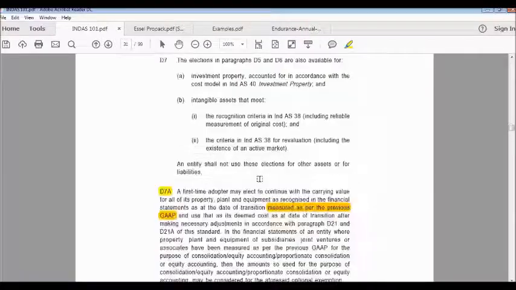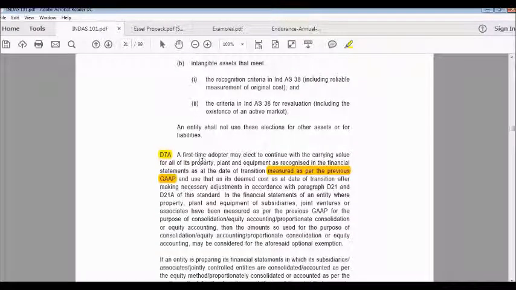And then D7A is also giving you an option: a first time adopter may elect to continue with the carrying value for all its property, plant and equipment as recognized in the financial statements at the date of transition, measured as per the previous GAAP. So whatever the carrying amount is as per the previous GAAP, you can deem that carrying amount as the deemed cost as per Ind AS.